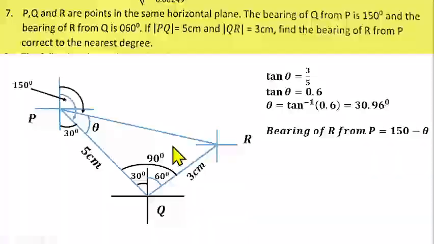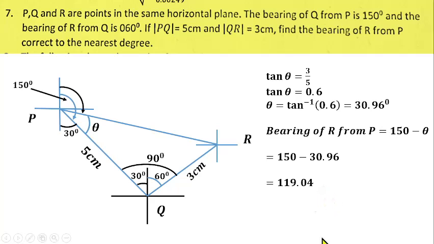Therefore, the bearing of R from P will be 150 degrees minus theta. So that will be 150 minus 30.96, and that will give us 119.04. And we have to approximate to the nearest degree. That should give us 119 degrees to the nearest degree.